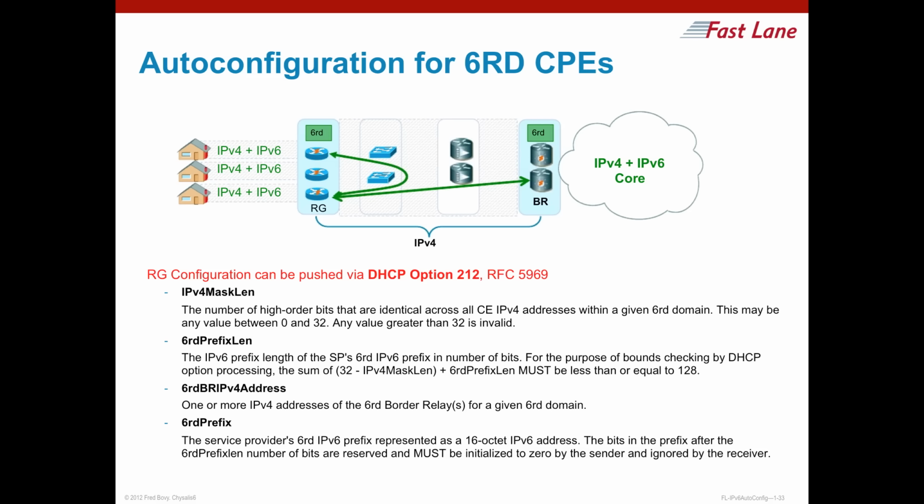So all this information can be provided by the DHCP option 212. So you get the mask length, the prefix length, the border relay IPv4 addresses, which are usually anycast addresses for load balancing, and the 6RD prefix to figure out if the destination is local or remote.